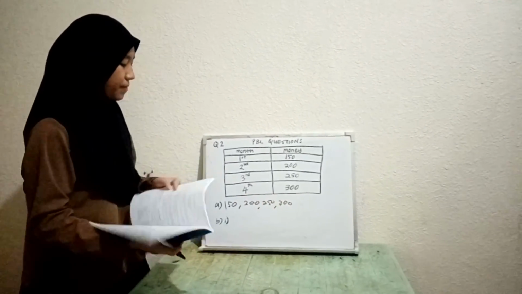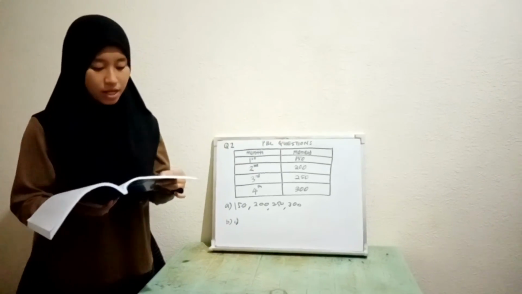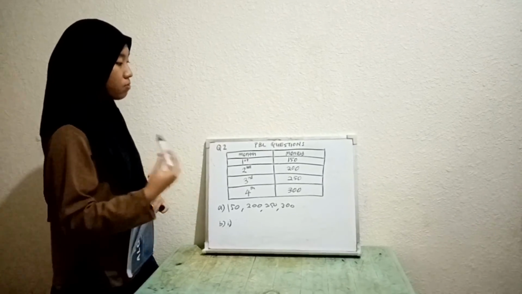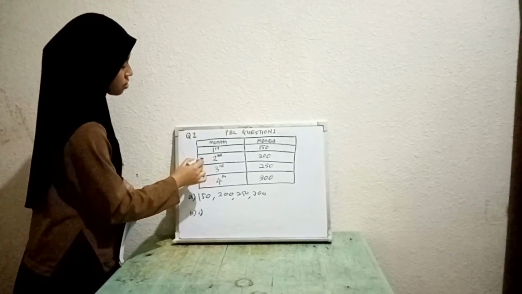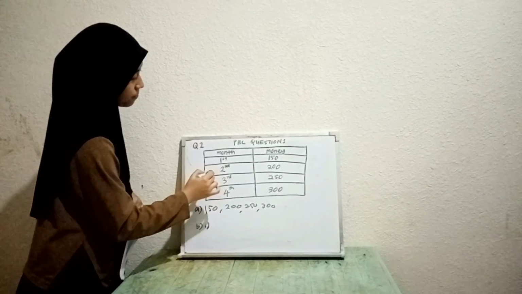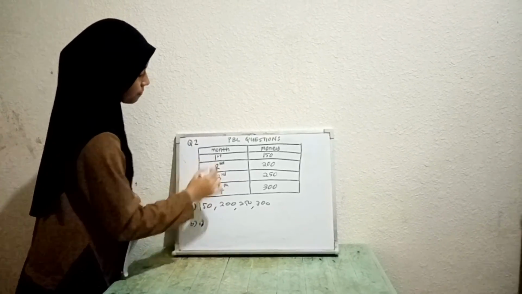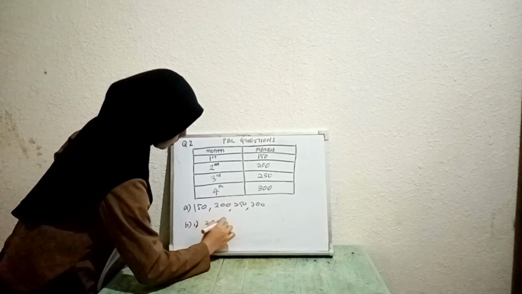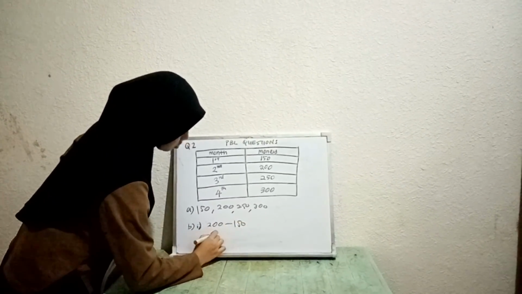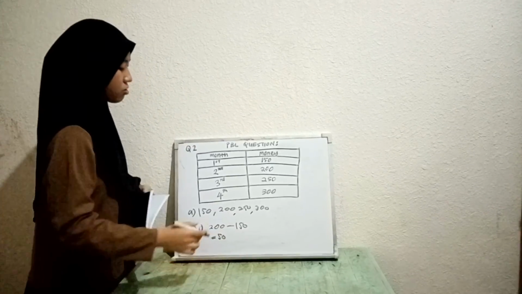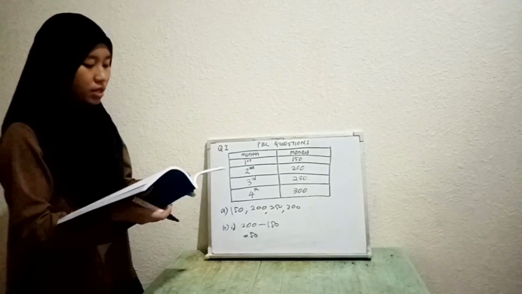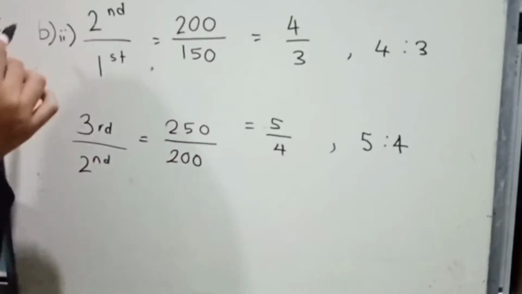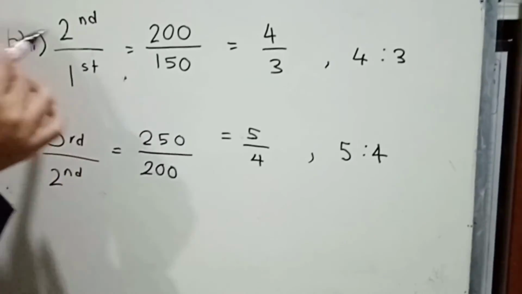For B1, based on A, what is the difference between each month? We can use the second month and first month. So we use 200 minus 150, and we get 50 ringgit. So 50 ringgit is the difference between each month. So that's all from me. Thank you.